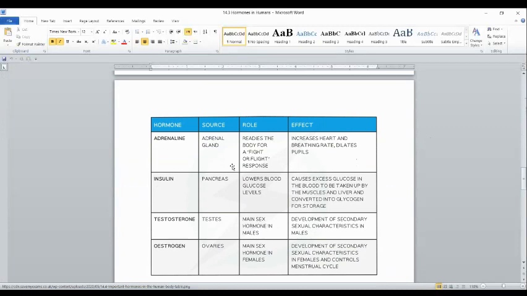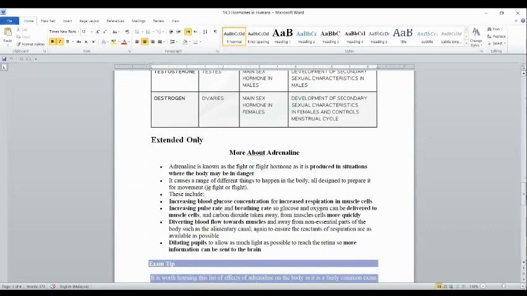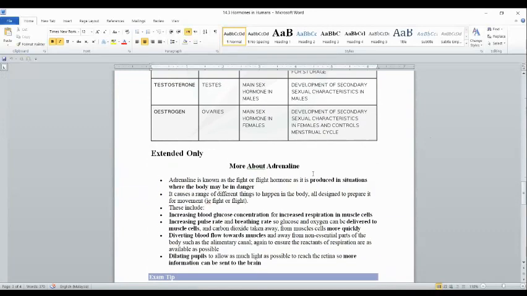So the role of the adrenal gland is to ready the body for the fight or flight response, and the effect is to increase the heart and breathing rate and dilate the pupils. It's not the only thing that it does. It's just a summary about adrenaline.